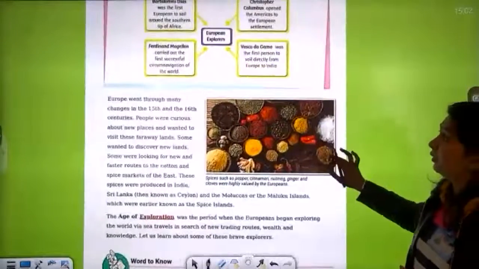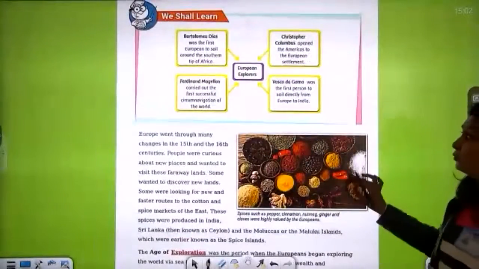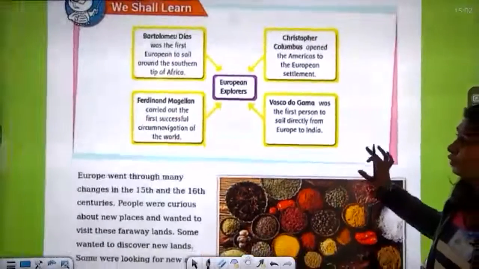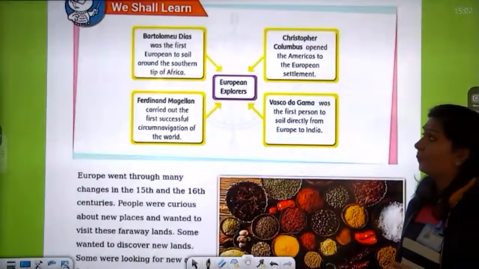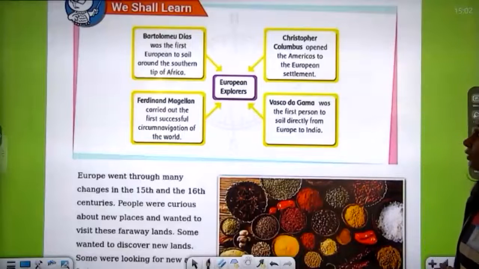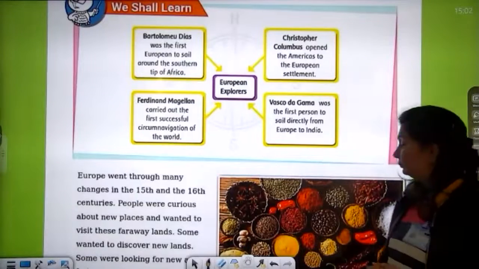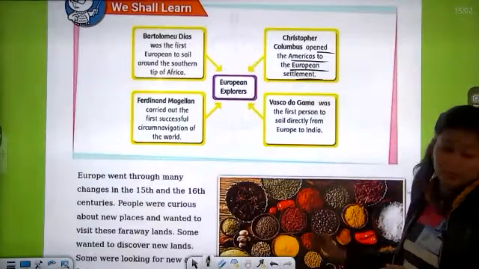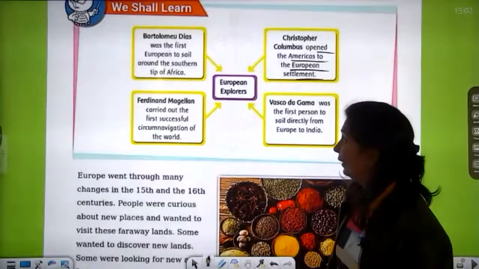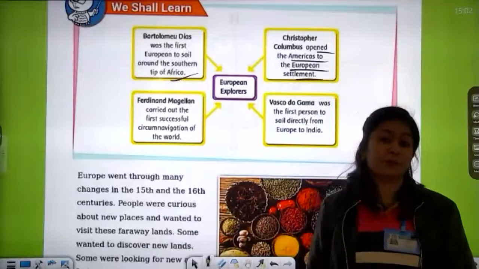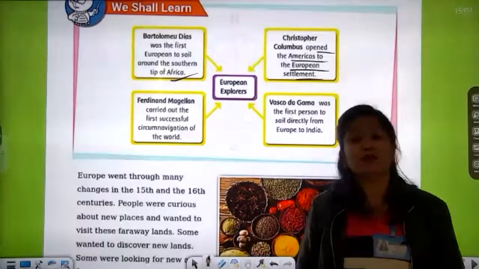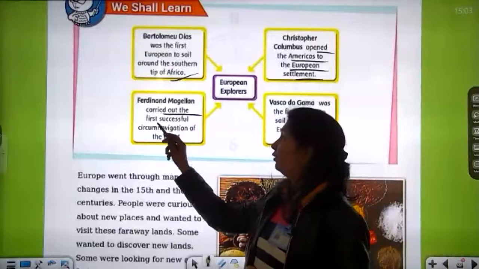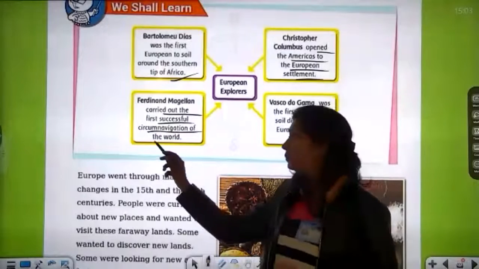Next, in this chapter we are going to learn about different European explorers. So the first one is Bartholomew Dias. He was the first European to sail around the southern tip of Africa. Christopher Columbus opened the Americas to European settlement. It means he was the one who discovered America, right? Ferdinand Magellan, in chapter number 1 you have read about him, he was the one who proved that the earth is round. So he carried out the first successful circumnavigation of the world.